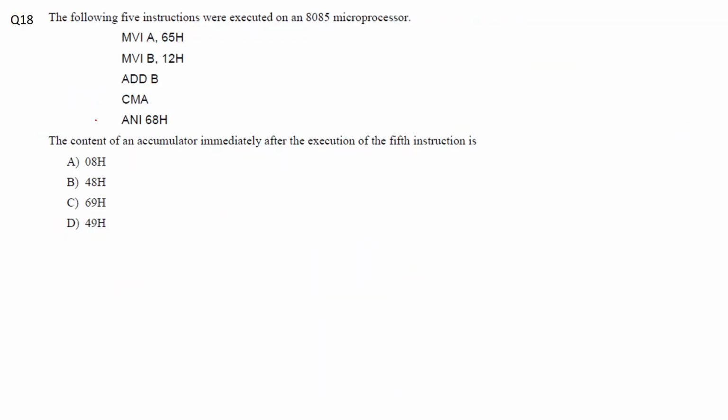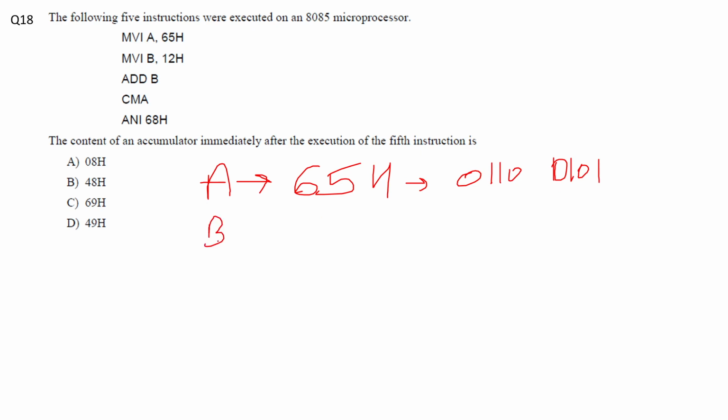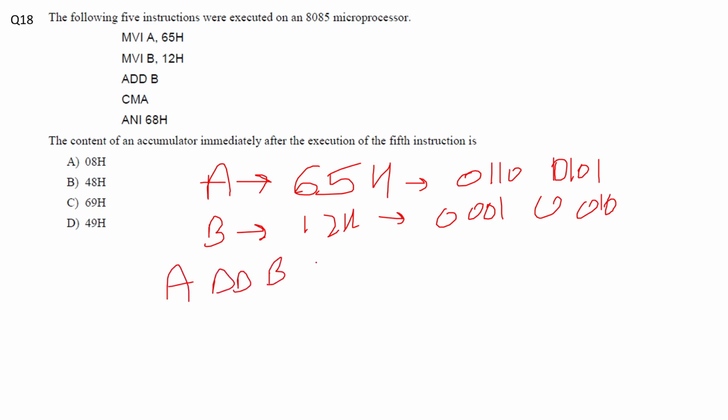Now I have this question. The following 5 instructions were executed on an 8085 microprocessor, that is MVI A, 65. The contents of the accumulator immediately after the execution of these instructions, basically after all of them are executed, you need to find. So A is 65 hex, that is 0110 0101. Then B is 12 hex, that is 0001 0010. Then ADD B. So ADD B means add B to A.